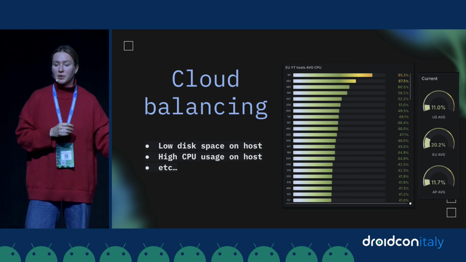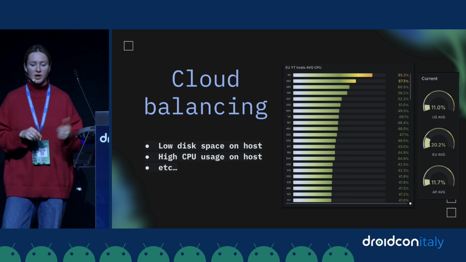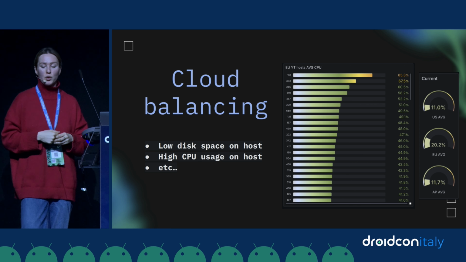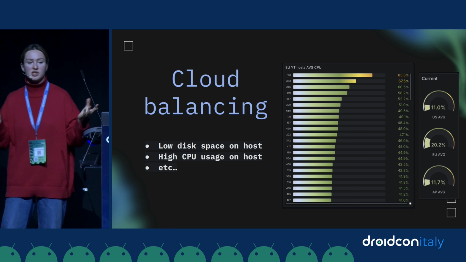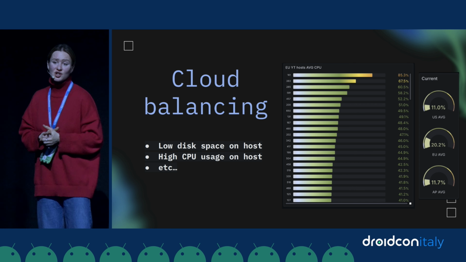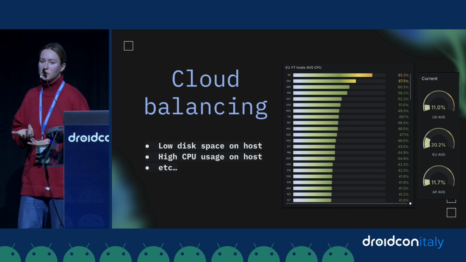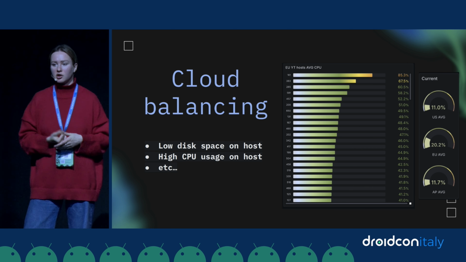One example of automation for urgent alerts was cloud balancing. Before all the changes, we used to have an on-call engineer who would react to alerts such as low disk space on host or high CPU usage. More or less, every time it was the same routine work. You just check which host is free, move the application there, and you're good to go.